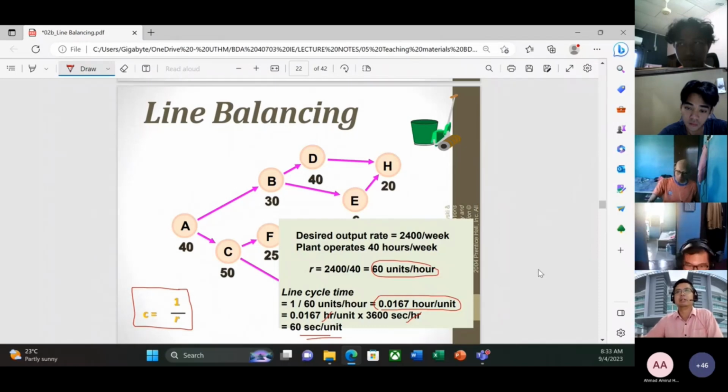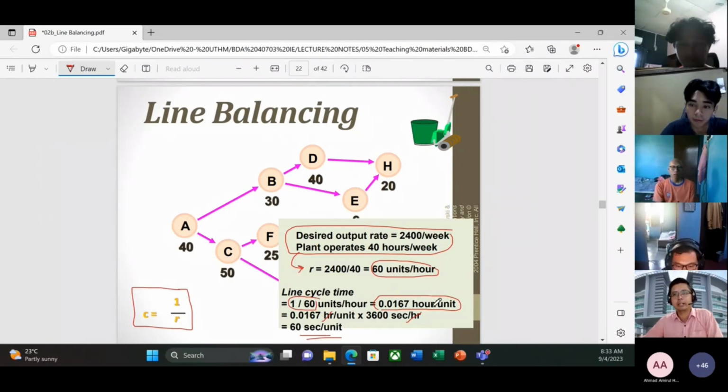Any questions so far on how to calculate the cycle time? They give you the desired output rate and the plant operates. So you have to find out R first, and you get 60 units per hour. Then from 60 units per hour, you have to do 1 divided by R. Okay, 1 divided by 60 units per hour.